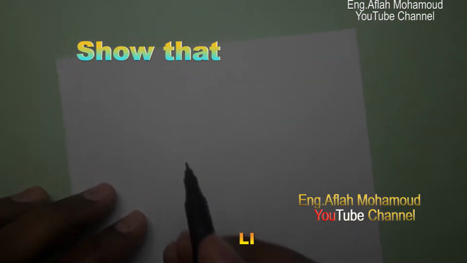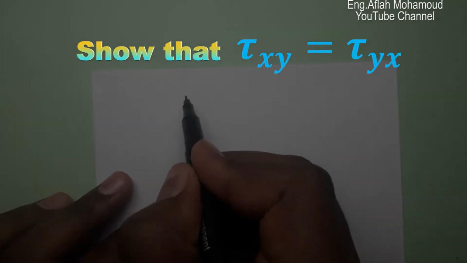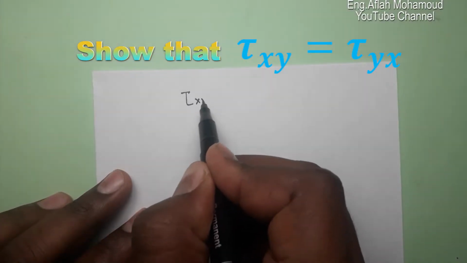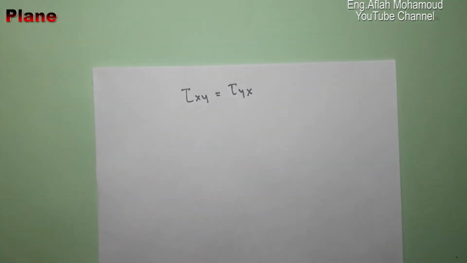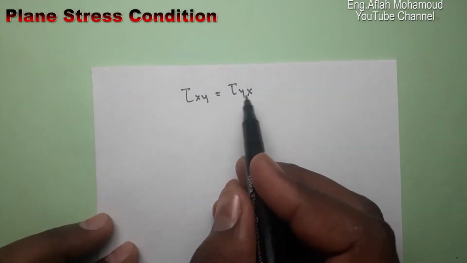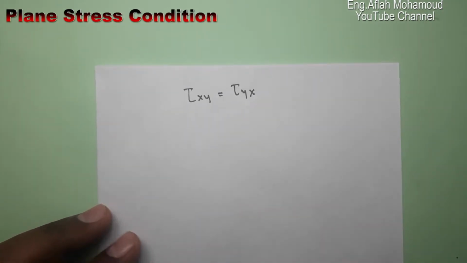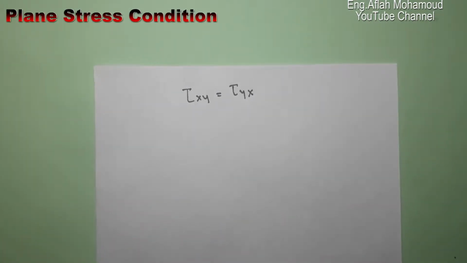Hello everybody, in this video we will prove that tau xy equals tau yx. So what are tau xy and tau yx at first? Let me show you this 3D element.